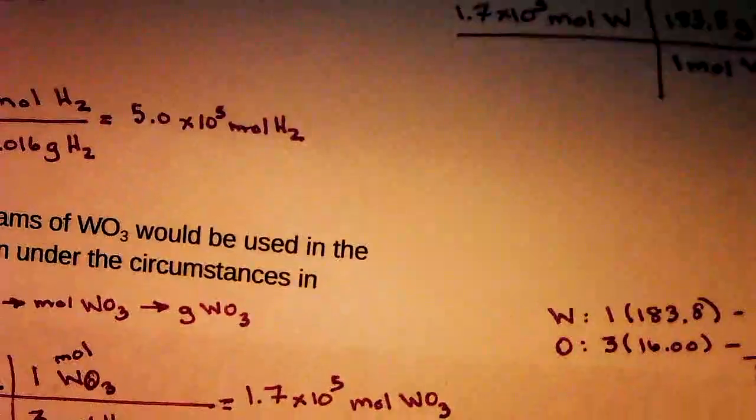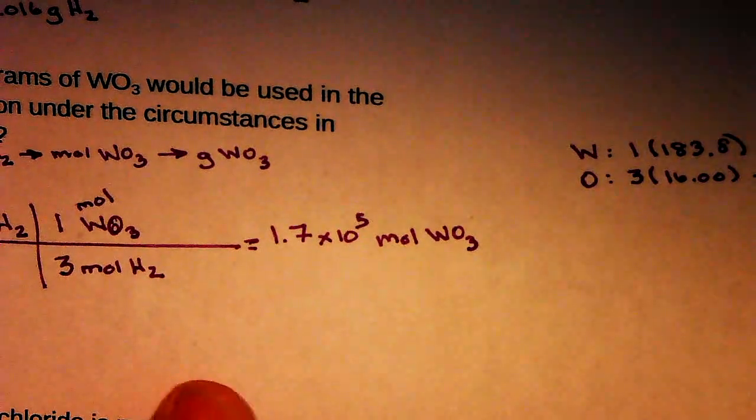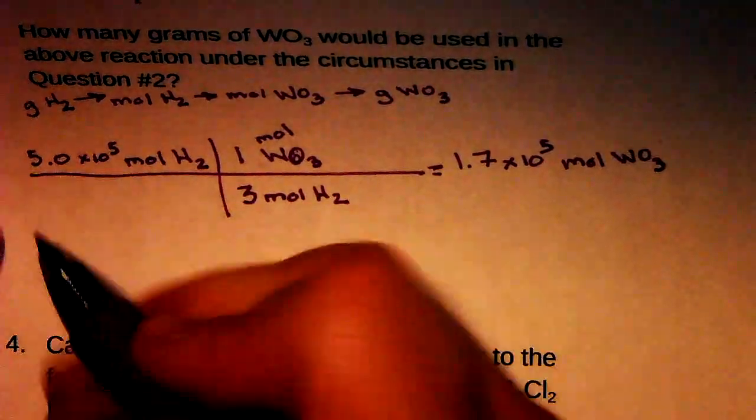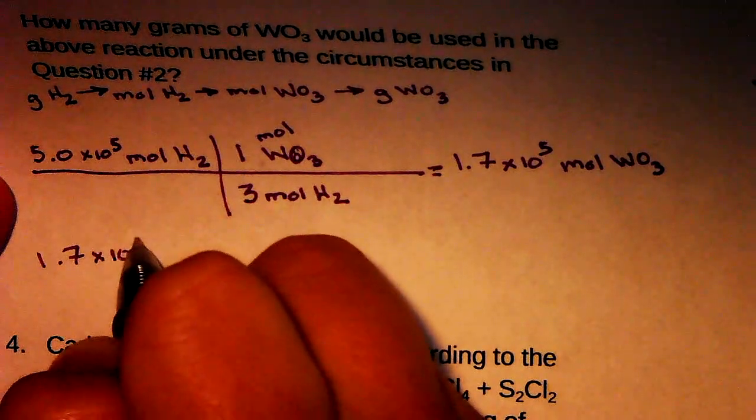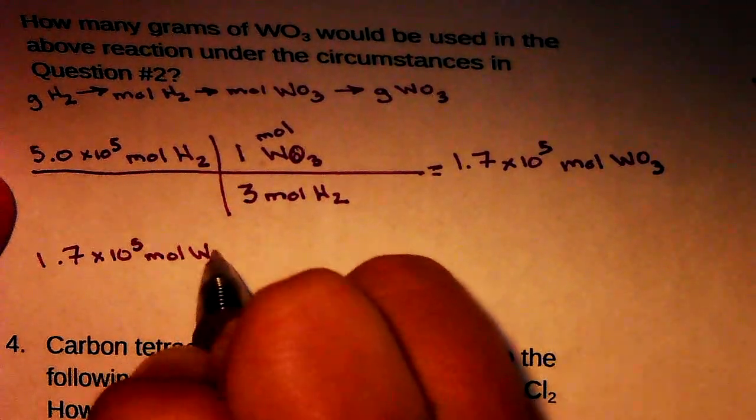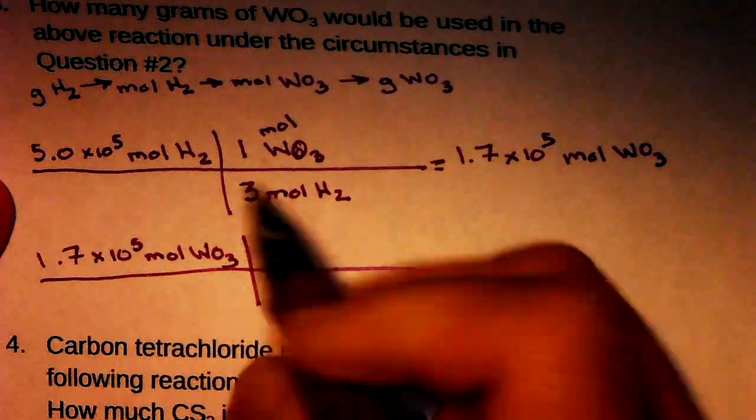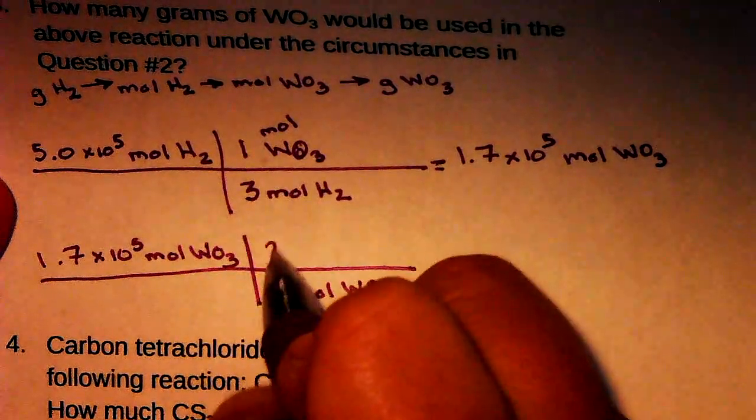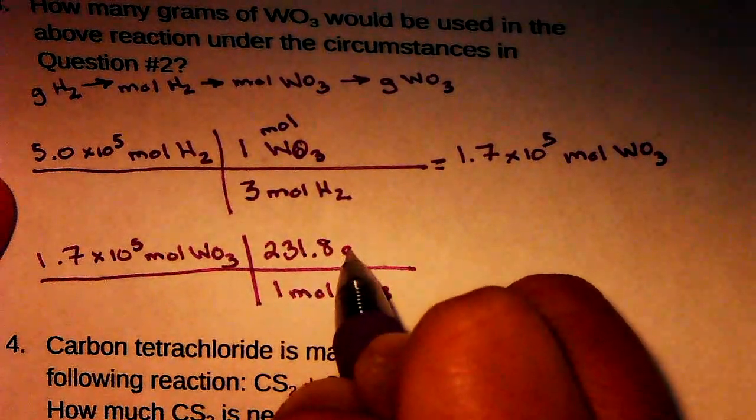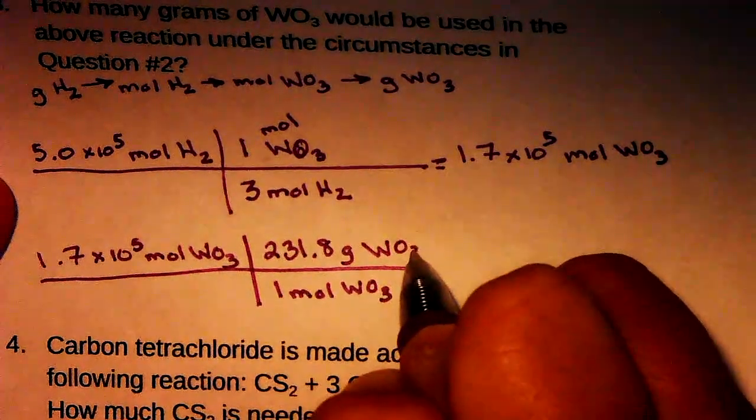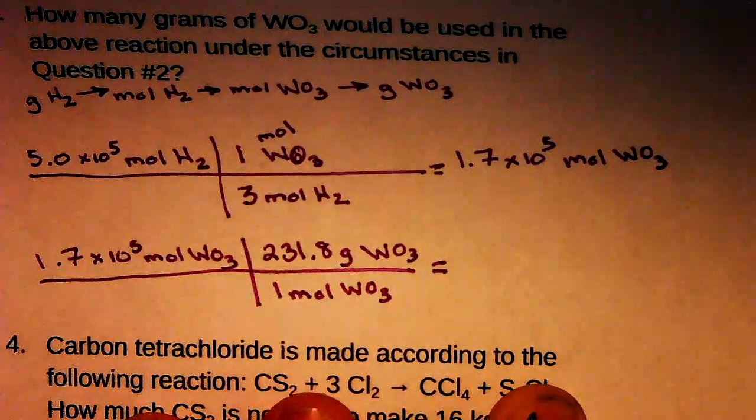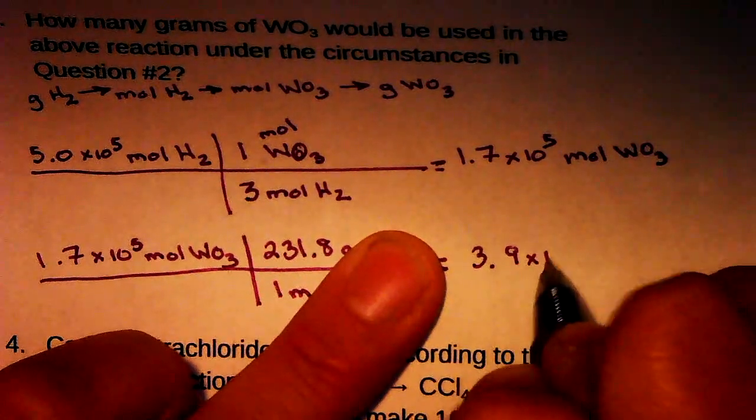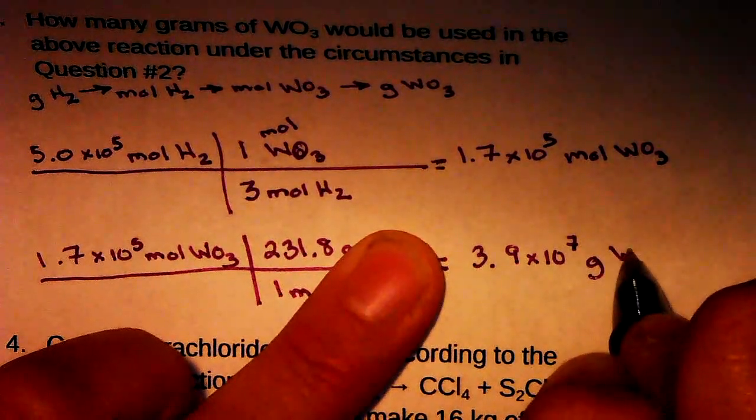So coming back down here, we've already got 1.7 times 10 to the 5th moles of WO3. So what we can do is say 1.7 times 10 to the 5th moles of WO3, make my fun little bracket, and I know that 1 mole of WO3 is going to be 231.8 grams of WO3. That's the mass. When we do this calculation out, we end up getting 3.9 times 10 to the 7th grams of WO3.